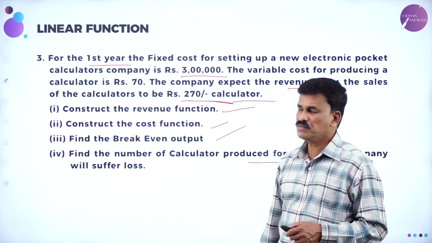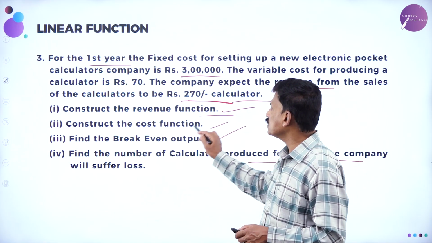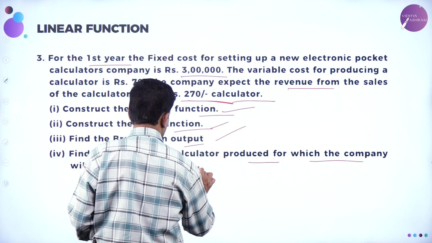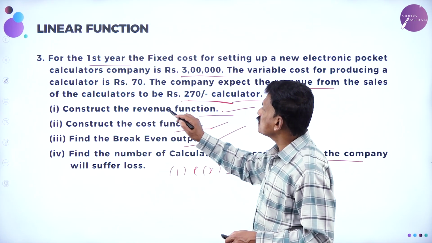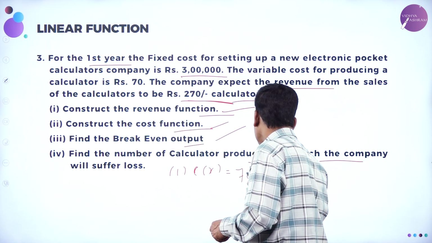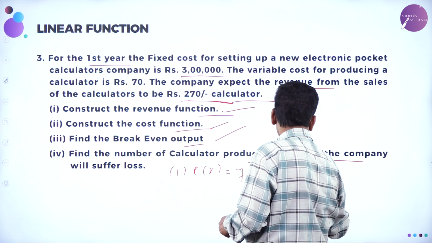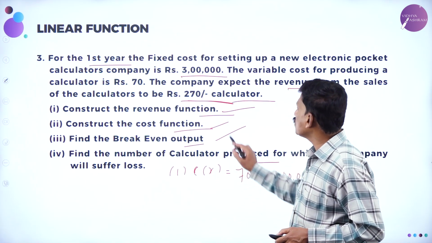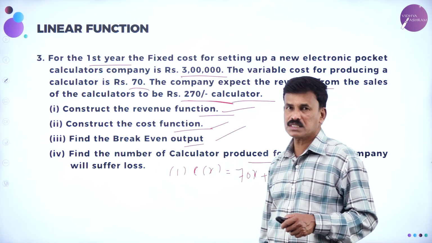Now same as that of the previous problem, right? Now just substitute what is given. Construct the revenue function, cost function, break even point first. Now first one, C of x is equal to, the variable cost of producing the calculator is 70x plus 3 lakhs. This is the first one, the cost function. Now C of x is equal to 70x plus 3 lakhs.